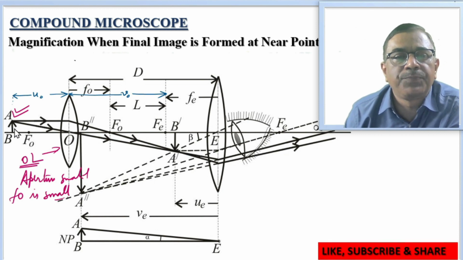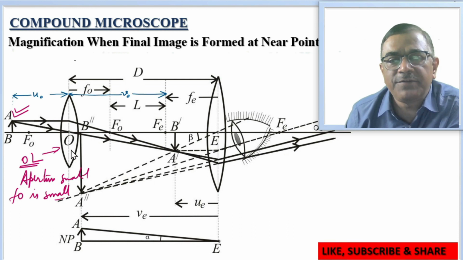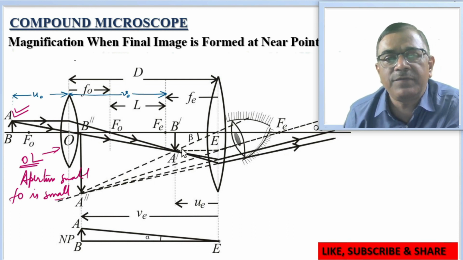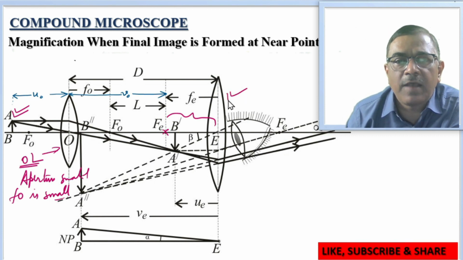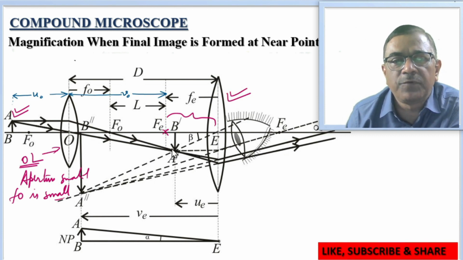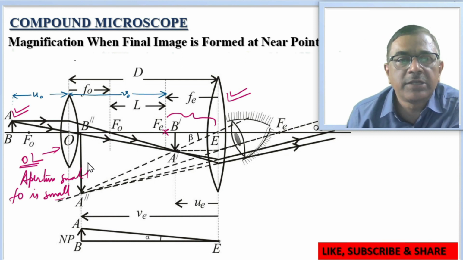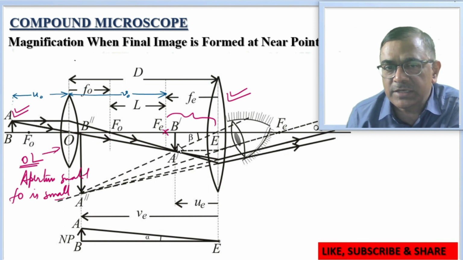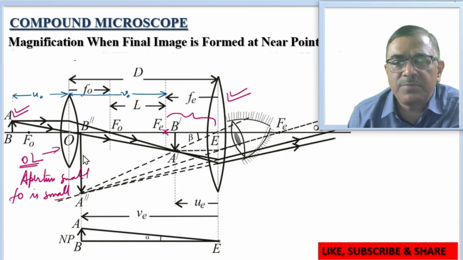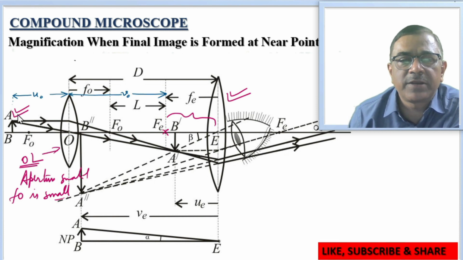So here is an object kept just beyond the first focus of the objective lens. Its image is A dash B dash, which is formed after the refraction by this objective lens. Now you see, A dash B dash lies within the focal length of this eyepiece, and hence this eyepiece acts as a simple microscope for this object A dash B dash. Its final image A double dash B double dash is virtual with respect to this object A dash B dash. However, this final image A double dash B double dash is real, inverted and magnified with respect to this object.